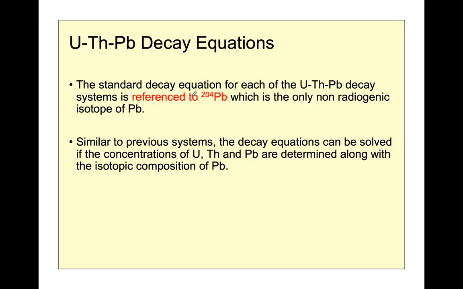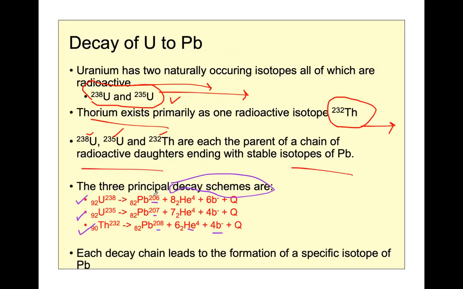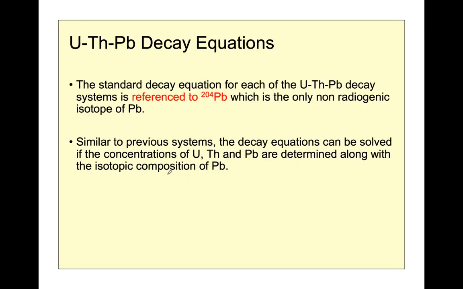The stable lead isotope available is 204, lead 204, right? Here we have 206, 207, and 208. 204 is stable, which is not radiogenic. So therefore, we can use that non-radiogenic isotope for referencing purposes.